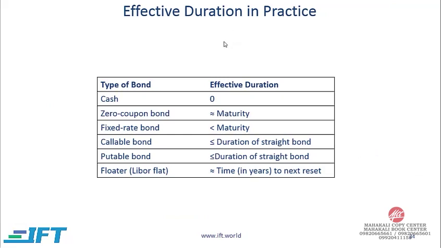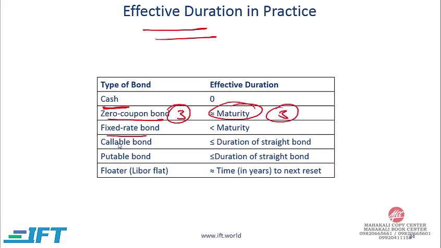Here is another exhibit from the curriculum. I think this in general is useful. We look at the effective duration of different types of bonds. If we consider cash, there the effective duration is 0. For zero coupon bonds, the effective duration is equal to maturity. So a 3-year zero coupon bond will have an approximate effective duration of 3.